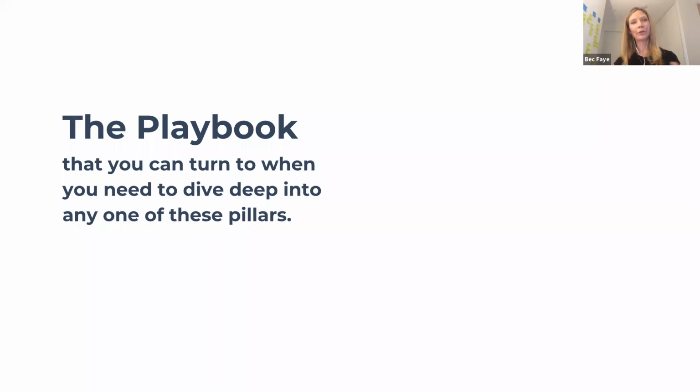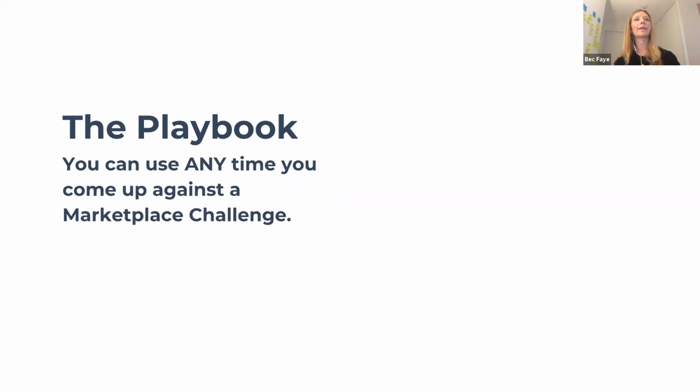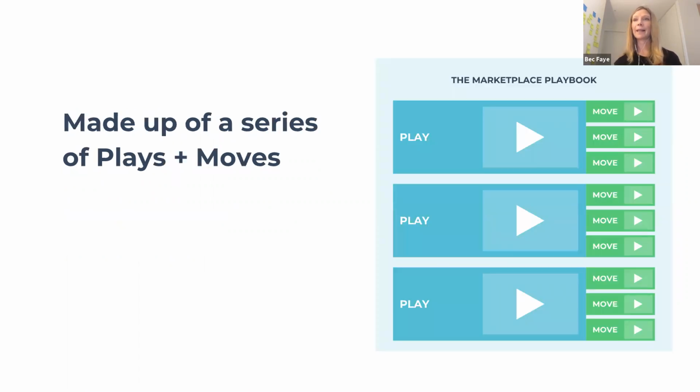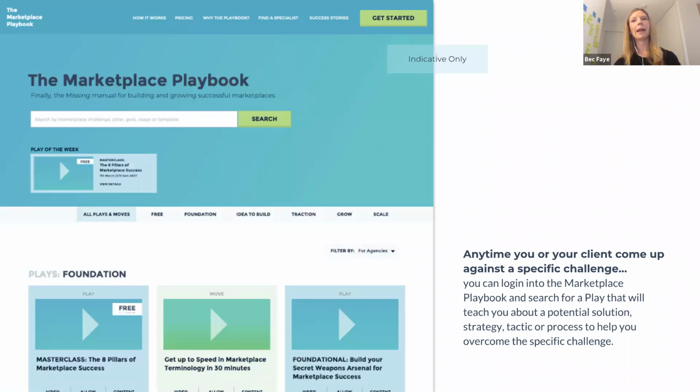It's also a place you can turn to when you have questions, like Lisa's question there about the lifetime value. It's a place you can come anytime you come up against some particular marketplace challenge or question. Now, the whole idea here is the marketplace playbook. Essentially this is the missing manual, the go-to place you can go anytime you have a specific marketplace challenge. It's made up of a series of plays and moves, and these are essentially all educational modules, where you can come in anytime you have an issue.